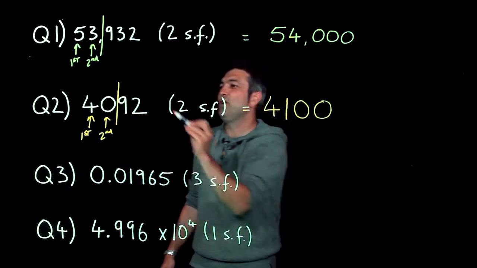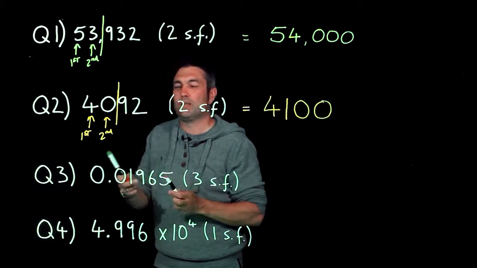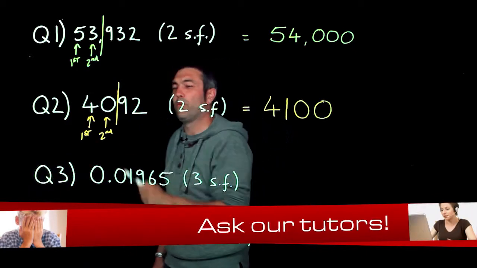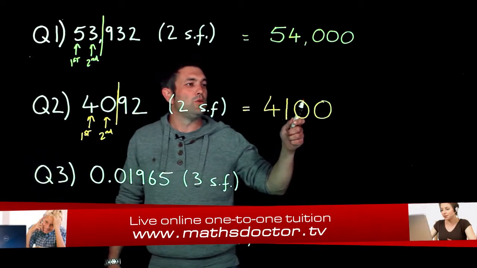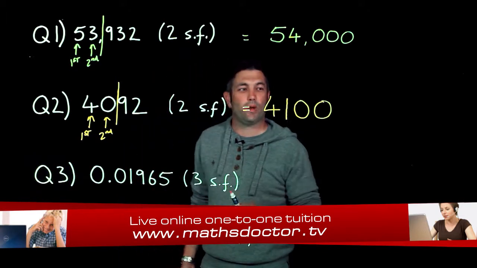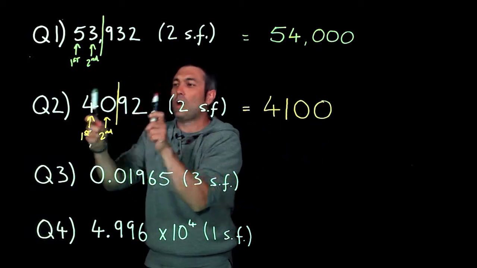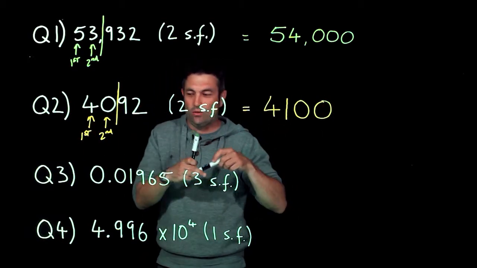If you were saying how many people attended your local football team, you wouldn't say it was 4,092. You'd say there were 4,100 roughly, wouldn't you? And there you go. We've got a number that's close to that, but easier to say, easier to write.